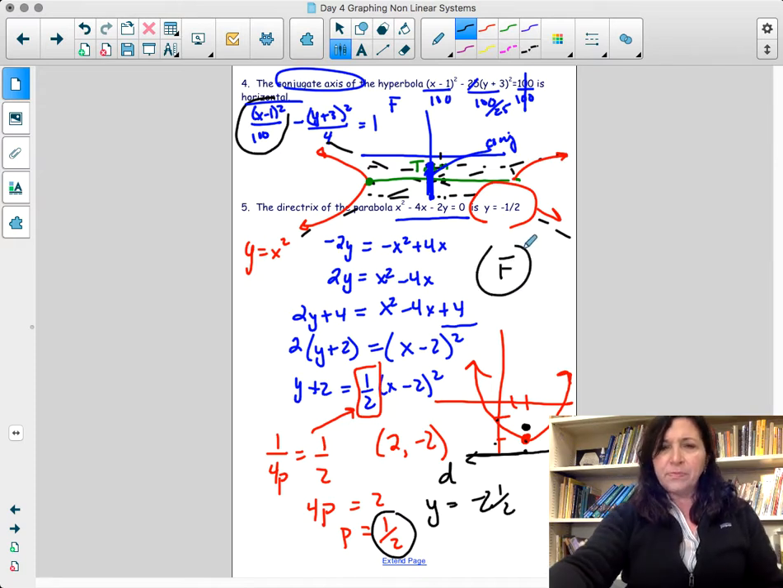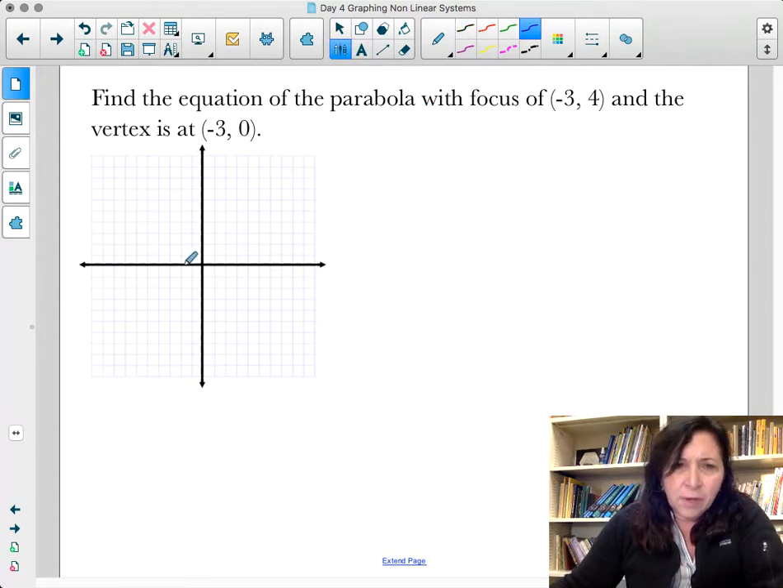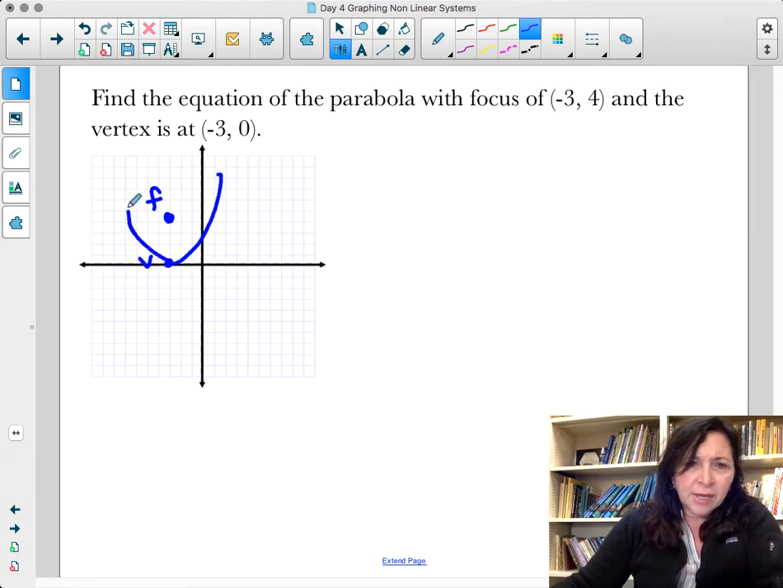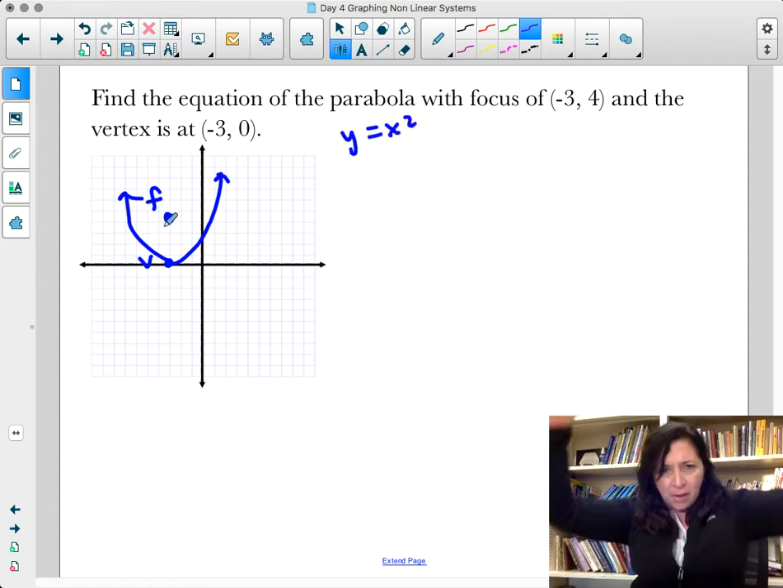Okay? All right. So this question says, find the equation of the parabola that has a focus point of negative 3, 4. So 1, 2, 3, 1, 2, 3, 4. So there's the focus point. I always put a little F next to it so it reminds me what it is. The vertex is negative 3, 0. So there's a V. So that means that my graph is actually coming up like this. So that's a y equals x squared graph, because it's coming up positive.